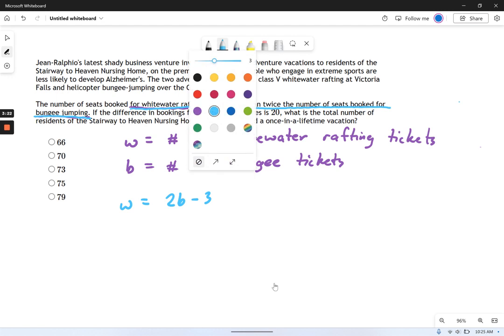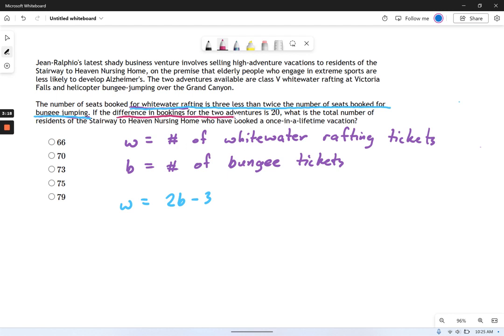Great. Now, next equation. The difference in the bookings for the two adventures is 20. So that means one of these things was 20 more than the other. Either W minus B equals 20, maybe that's it, or B minus W equals 20. It doesn't tell us which one. It only tells us the difference between them is 20.